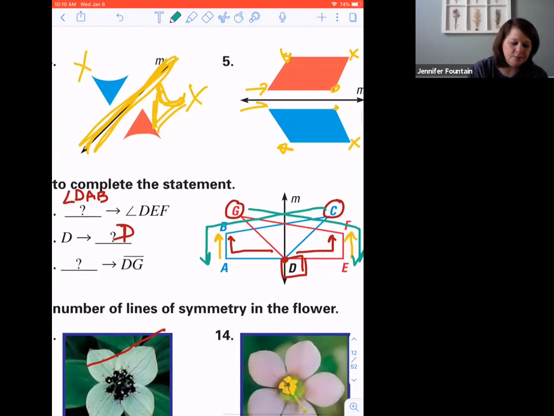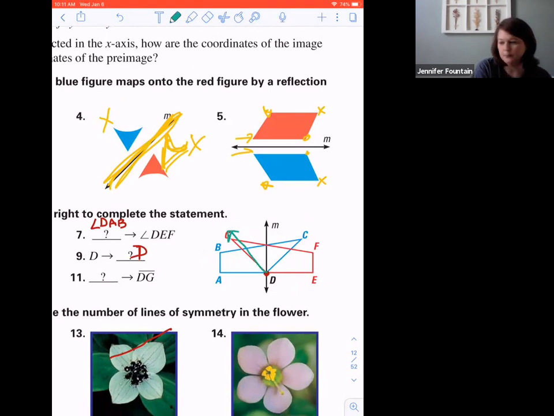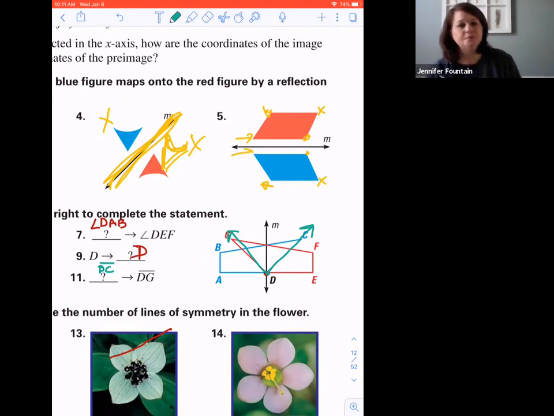And then number 11, what translated to DG? So DG right here, I've got a mess. Let me erase this so we can see better. Okay, so DG is going to be DC. DC reflected to DG. Any questions on that?